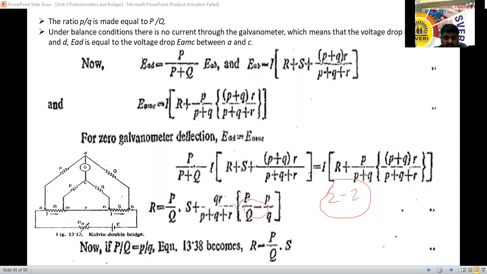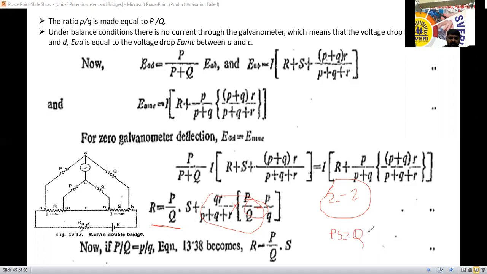Zero into multiplication of anything, what is the answer? Zero. So this complete term will become zero, which means what value is left here? R equal to P by Q into S. That is nothing but PS equal to QR only.